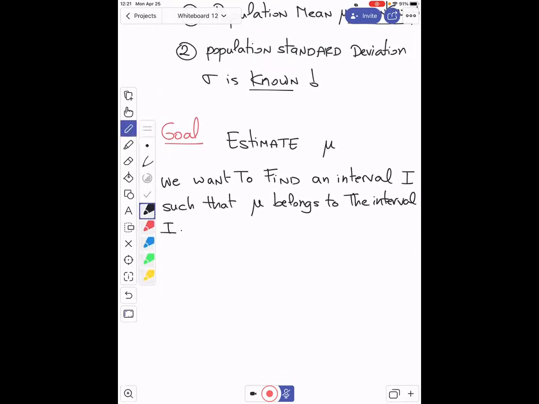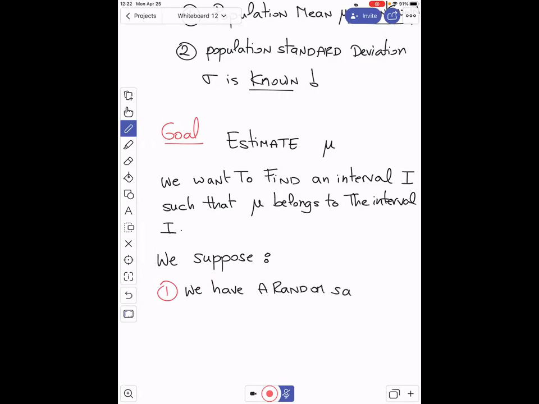We're going to try to estimate this mu based on samples. So we suppose we have a random sample of size n, where the size of the sample is n, with the sample mean x bar known.